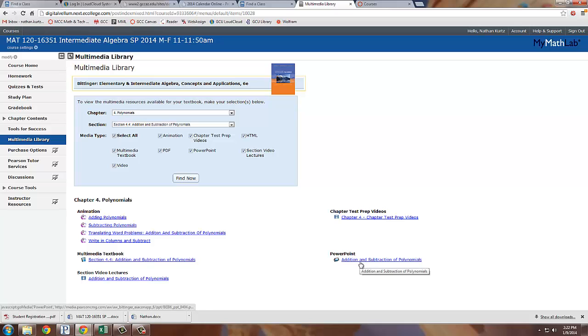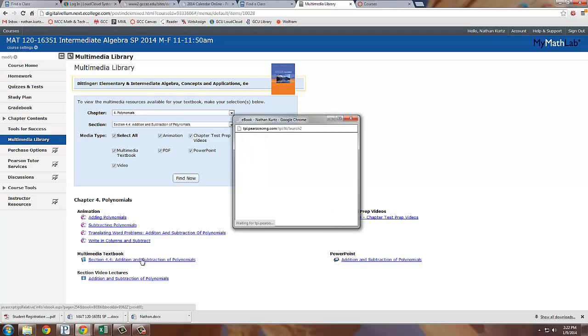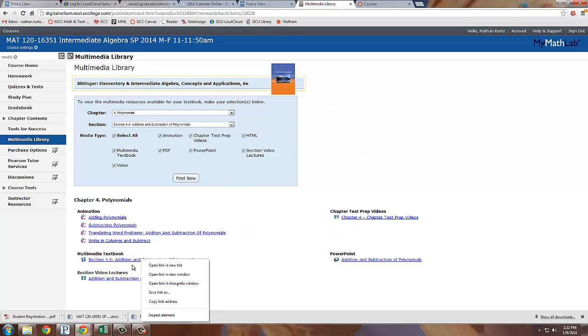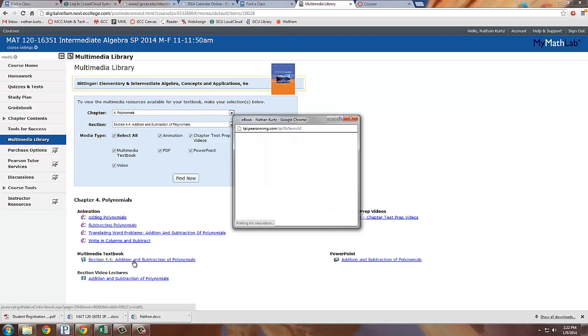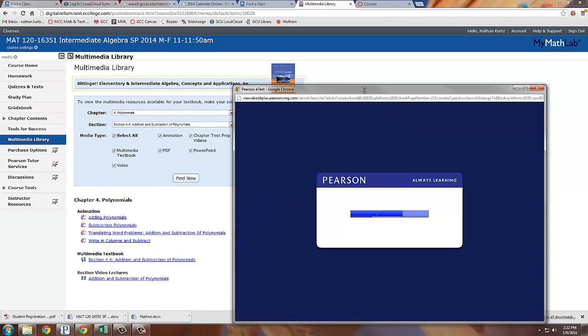PowerPoint slideshows of lectures working through, showing you step by step, just like a lecture if you were in my class. The multimedia textbook, if you actually want to pull up the textbook and see what it is, you can actually pull up that textbook. And the textbook here is much, much nicer than having a traditional printed out textbook, and I'll show you why in just one moment.